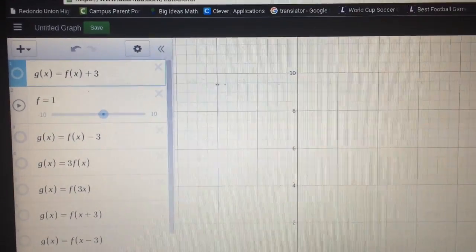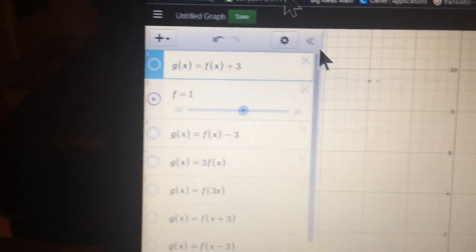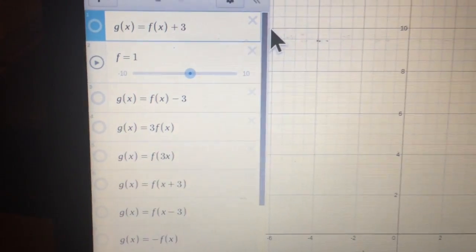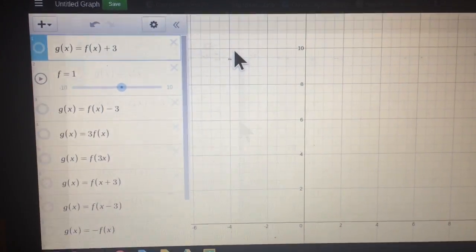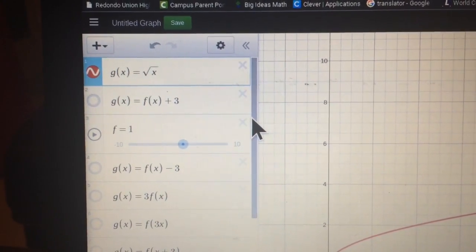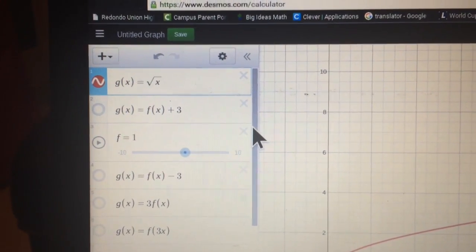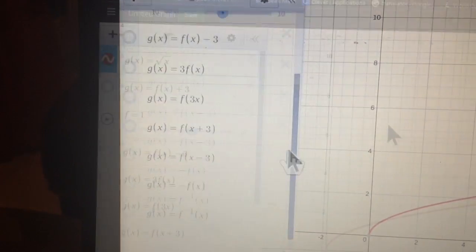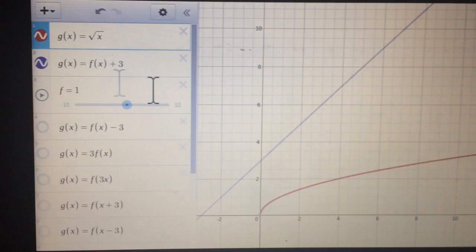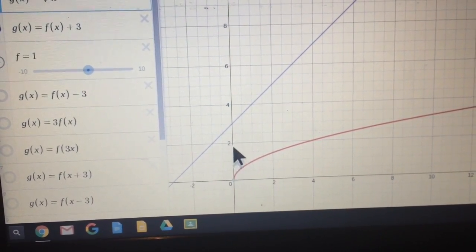Okay, so now we're going to show and explain different variations of parent functions. As you can see, I plugged all these different translations into Desmos, and I'm going to turn them on and explain. So if g of x equals root of x, and that's a parent function, we're going to graph a bunch of examples for each of the following translations. When we plug in g of x equals f of x plus 3, adding 3 is going to move it up 3 spots on the y-axis.